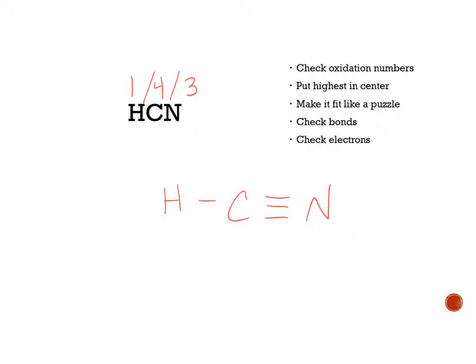So now our bonds, we have 1 for hydrogen, we have 1, 2, 3 for nitrogen, and carbon has 1, 2, 3, 4. Okay, then we check our electrons. Carbon and hydrogen are happy. Nitrogen still needs 2 more, right? So we put 1, 2 on nitrogen, and that's going to be the structure for HCN.